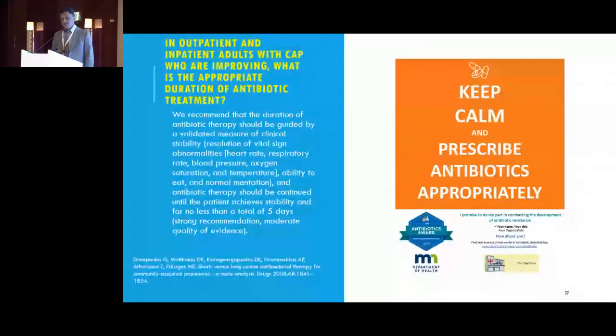Then the duration of illness, this was in the previous guideline also. Once stability comes, with heart rate, respiratory rate, blood pressure, oxygen saturation, and temperature all good, you don't have to give the treatment for 10 to 14 days. And as the government was mentioning in COVID-19, we are all responsible: keep calm and prescribe antibiotics accordingly.